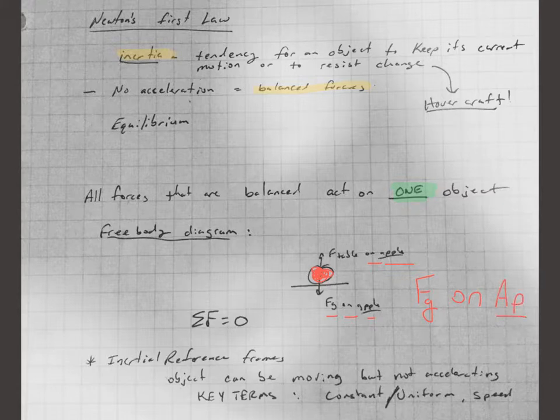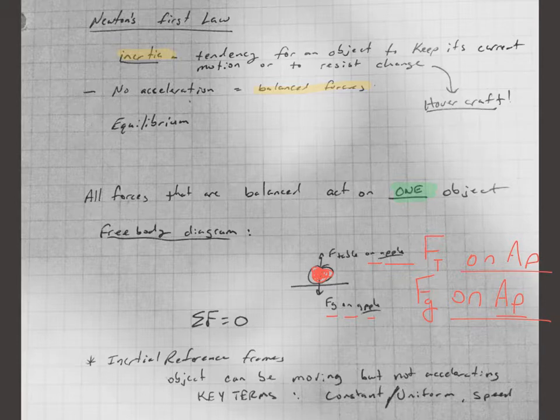The apple's not accelerating downward because there is a balanced force acting upwards, and that is because it's interacting with the surface, so the table exerts a force on the apple. And this is the important part. If you can say that both forces act on the same object, it could be an application of the first law. If when you say the forces, they act on two different objects, you cannot be applying the first law.